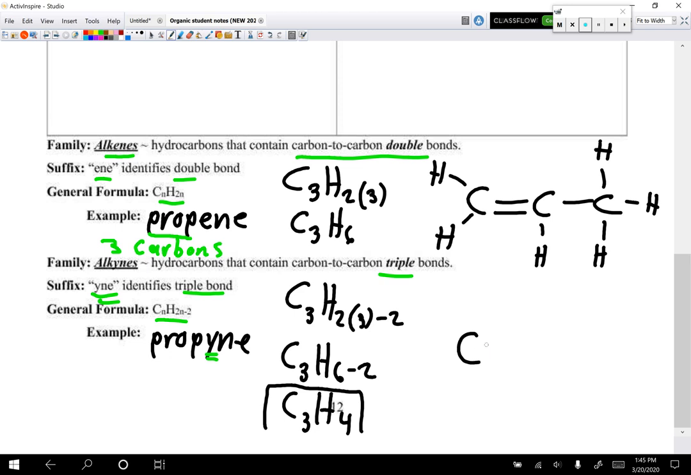Now for drawing it, just like before, we're going to start with prop, so our 3 carbons. Now because of that yne, we need to have a triple bond, just like this, and of course we fill the rest in with hydrogen. So this end carbon has 3 bonds already from the triple bond, so it can only take 1 hydrogen to max out at 4. This middle carbon right here already has 4 bonds, so it's got 3 from this triple bond and 1 from this single bond. 4, it is maxed out. And finally, this end carbon only had 1 bond, so it needs 3 hydrogens to max out at 4.